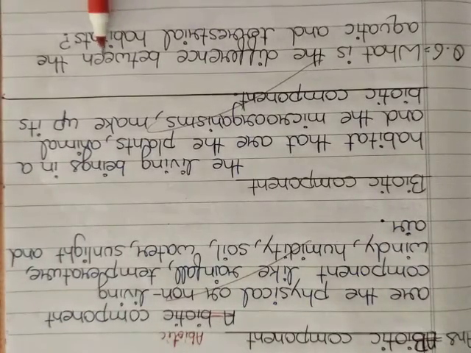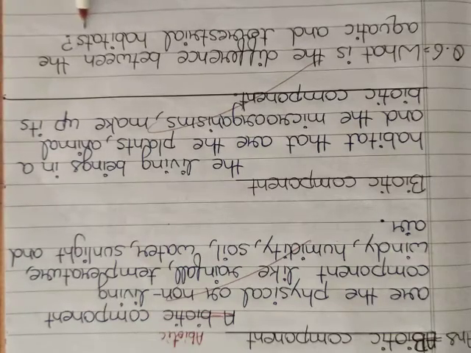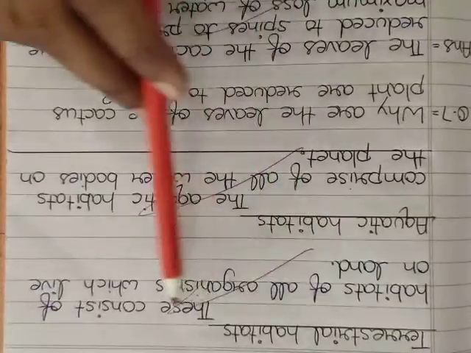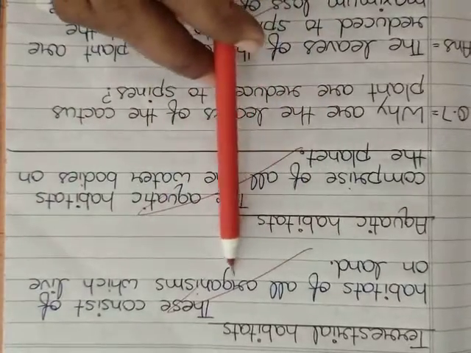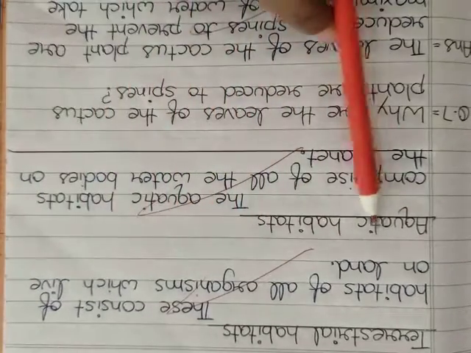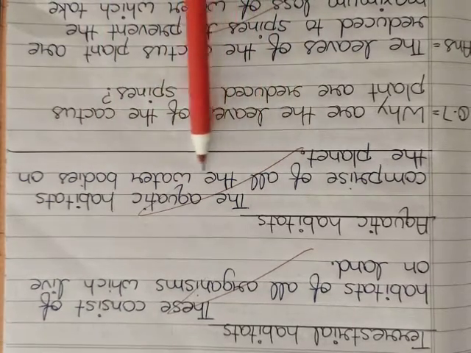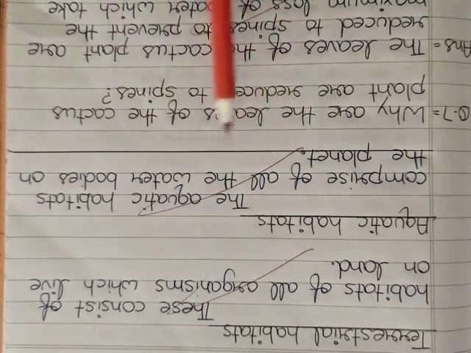What is the difference between the aquatic and terrestrial habitat? Terrestrial habitat. These consist of habitats of all organisms which live on land. Aquatic habitat. The aquatic habitat comprises all the water bodies on the planet.